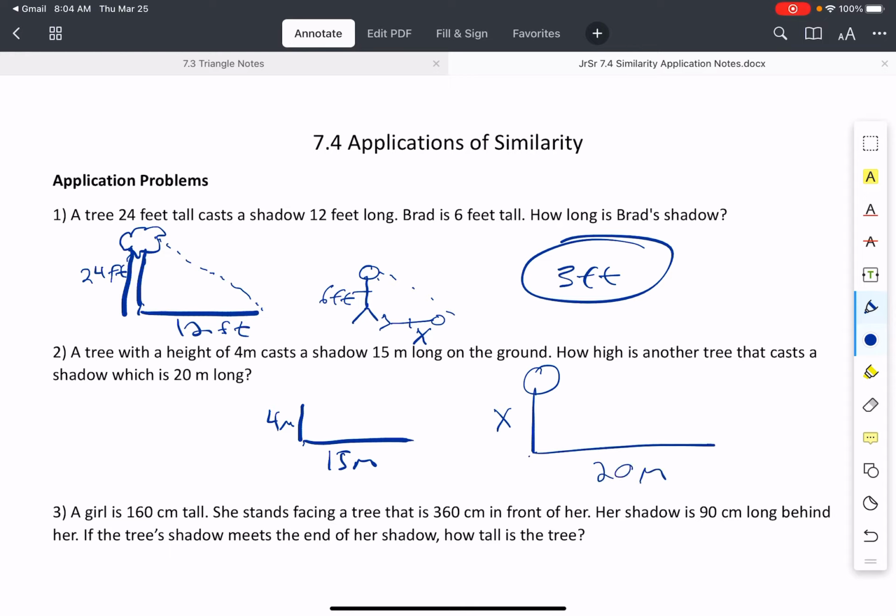But we've been spending this whole unit learning how to set up those ratio equations, okay? The x, the height of the tree, which is what I'm trying to find, what does that correspond with? The 4 or the 15? The 4, good. So I'd go x over 4 equals 20 over 15.